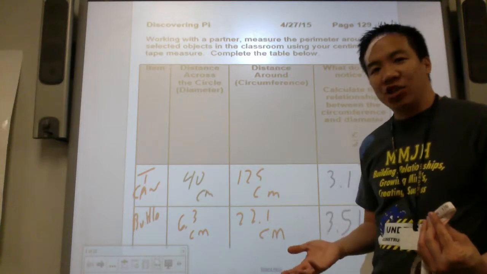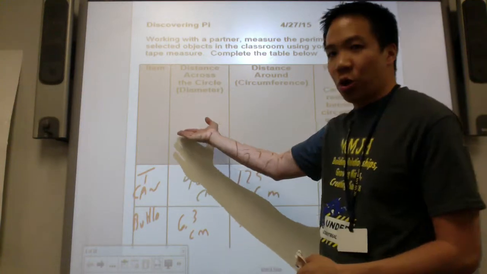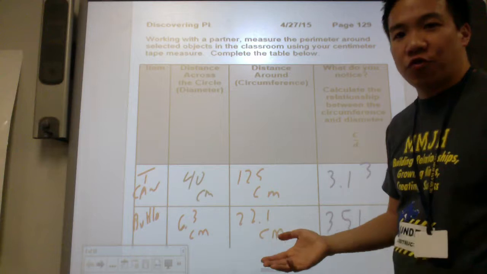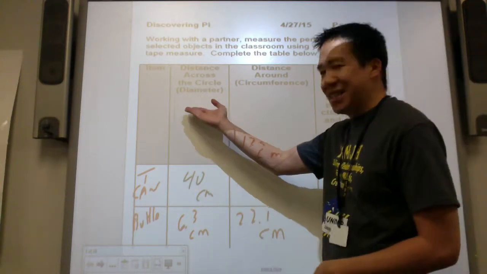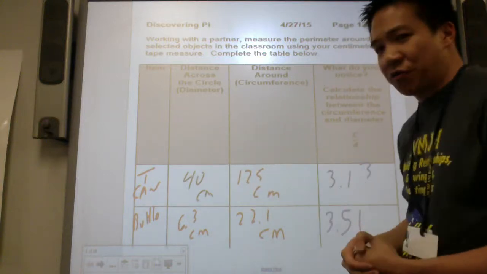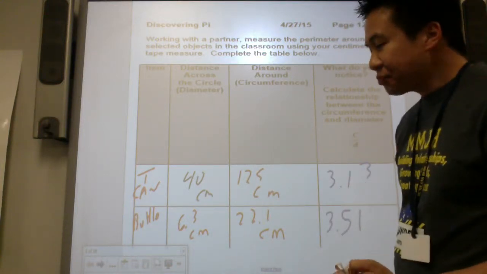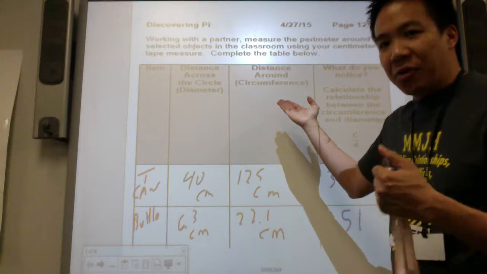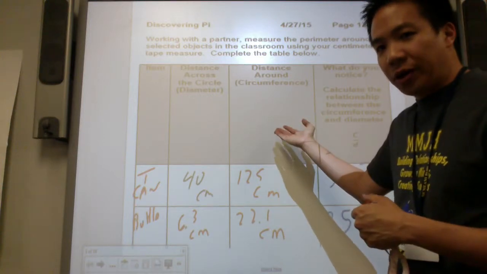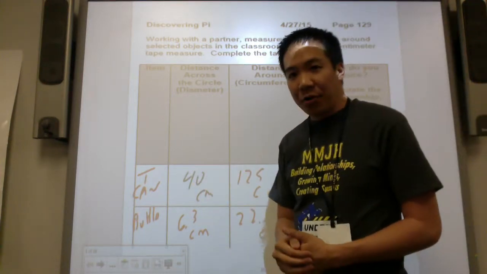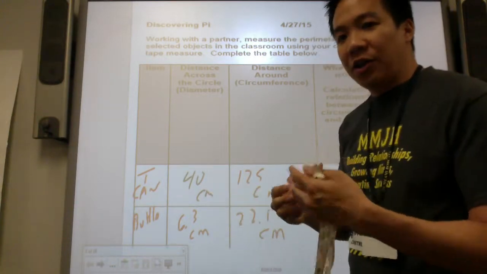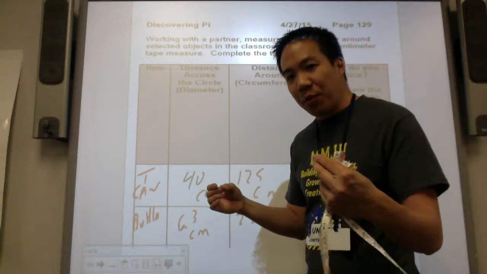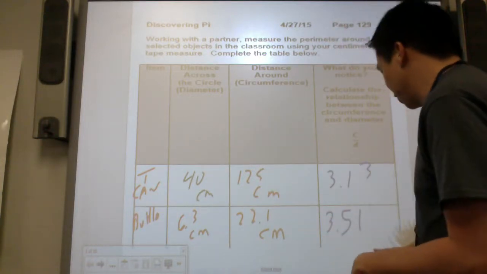Pi is the relationship between the distance across and the distance around. Let's use the terminology now. Pi is the relationship between the diameter and the circumference. So the circumference is about 3.14 times the diameter. Or another way to say it is, if you have the diameter, 3.14 diameters make the circumference.